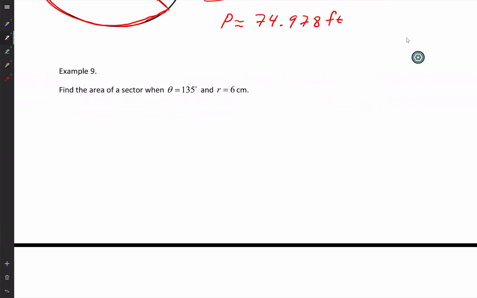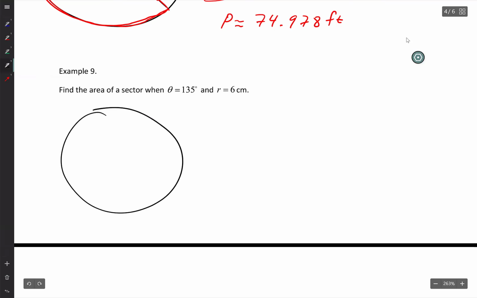Find the area of a sector with an angle of 135 degrees and radius of 6. Okay, so here's my little circle. Let's see, 135 degrees. So that's going to put me somewhere like right there. Sorry, I want to close it. So they want me to figure out this sector. This is 135 degrees. Common problem.